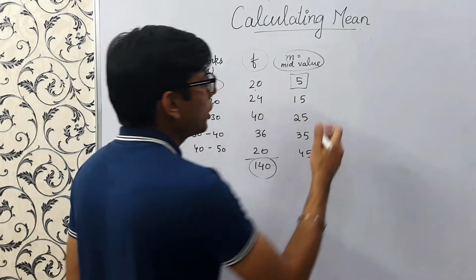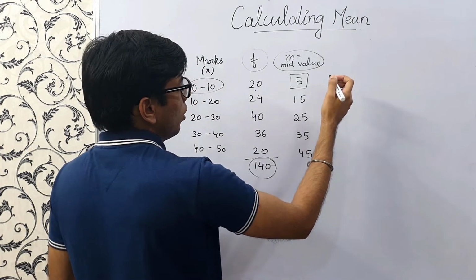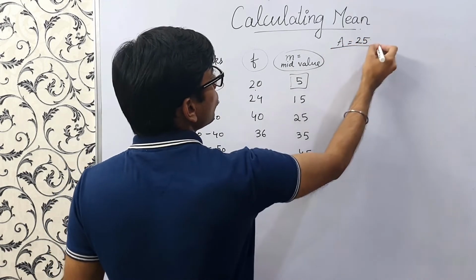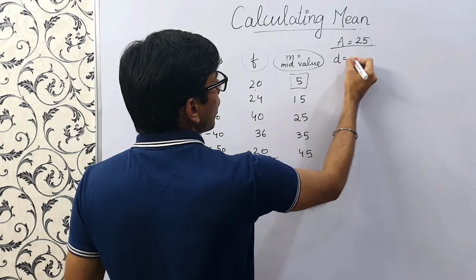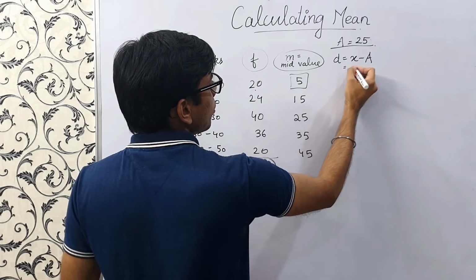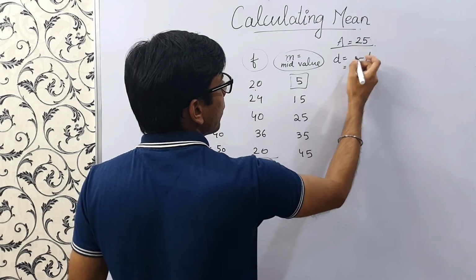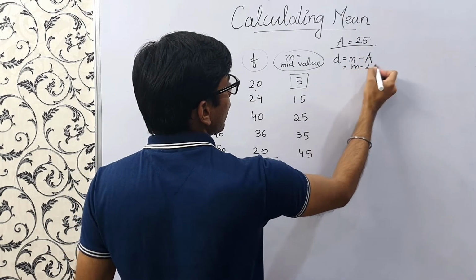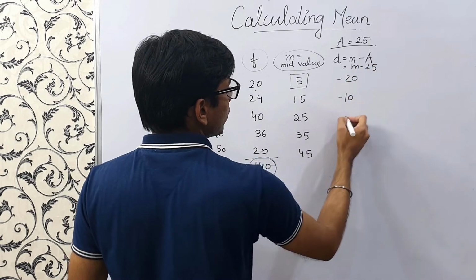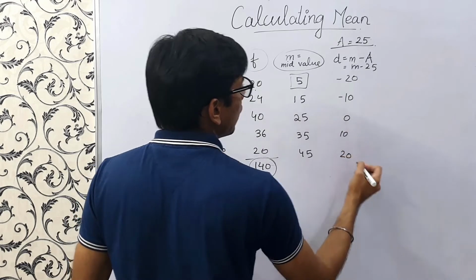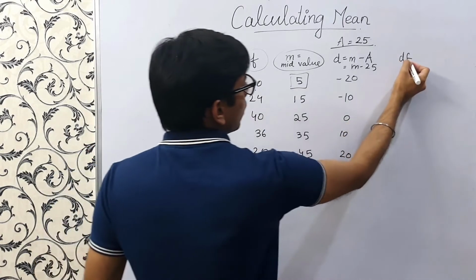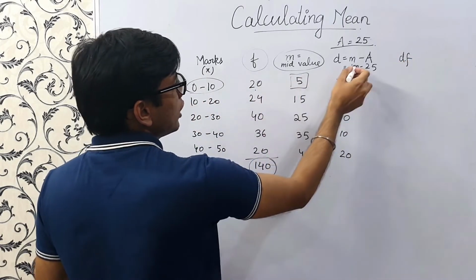Now we'll calculate the mean using the assumed mean. Suppose A is 25. This is our assumed mean. So we'll calculate D, as explained earlier in this video, is x minus A. If we use m, it is m minus 25. So this is minus 20, this is minus 10, this is 0, this is 10, this is 20. And we'll do D into F, right? So this is D and this is F.